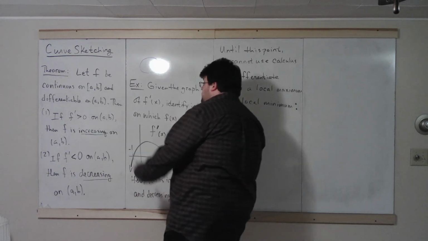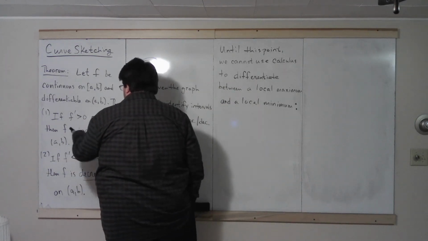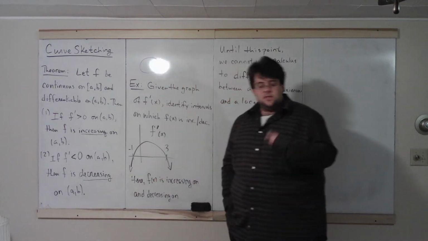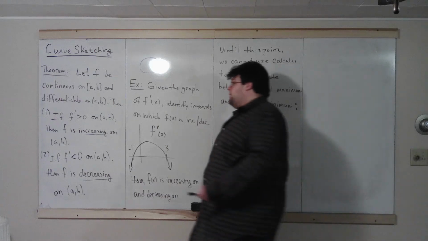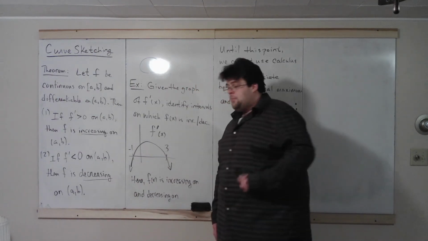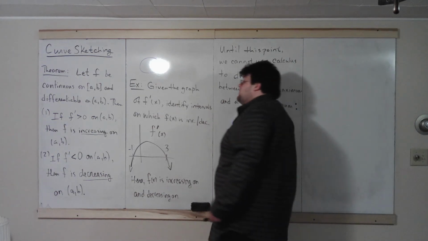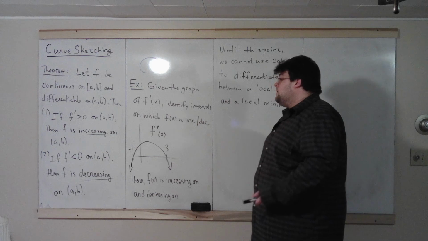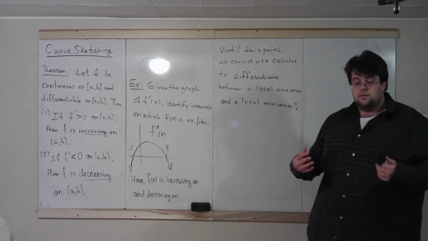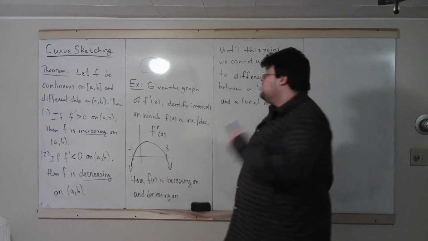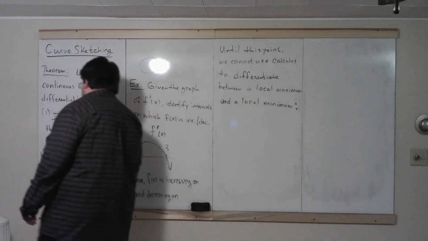Part 2, if the first derivative is negative, then f is decreasing. I like this result because it relates positive and increasing. Both of those are, in my mind, positive sounding words. If f prime is negative, then f is decreasing. So we have positive derivative tells you the original function is increasing. Negative derivative tells you the original function is decreasing.